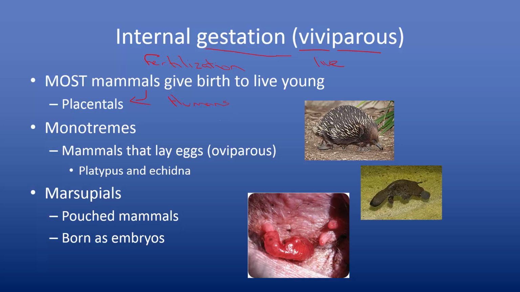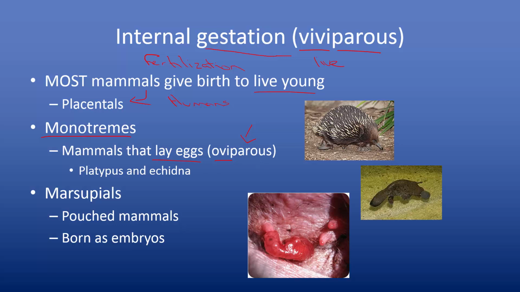All right? But there are 2 other kinds of mammals, and you will need to know these kinds of mammals and how they reproduce. So the 3 kinds of mammals are placentals. They give birth to live young. Next, we have monotremes, which are mammals that lay eggs. They are oviparous. Remember that word from reptiles, the oviparous. Okay, they lay eggs. That's what ovi means. Ovi is eggs. Parous is birth, if you will. So lay eggs.